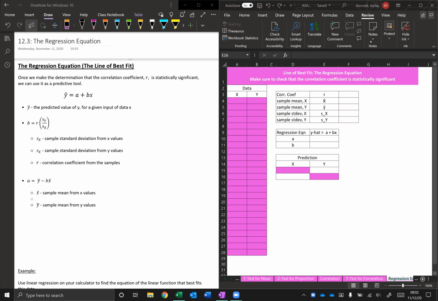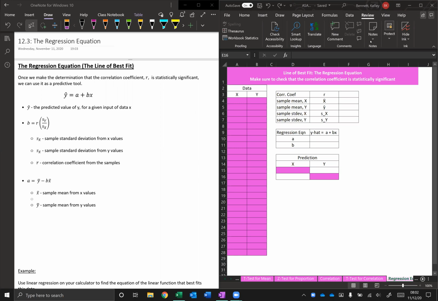I can't believe we made it on 12.3, the regression equation. So the regression equation is also sometimes referred to as the line of best fit. And in particular, the type of regression that we're talking about here is linear regression.